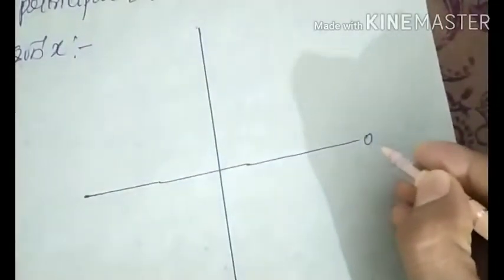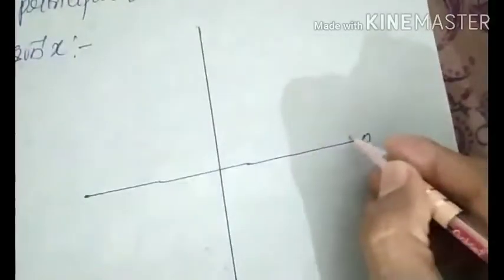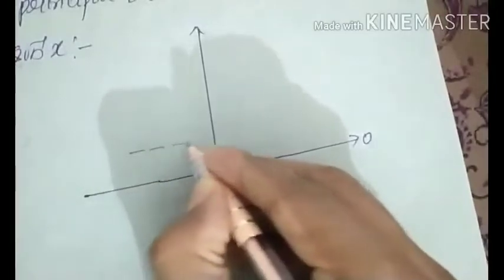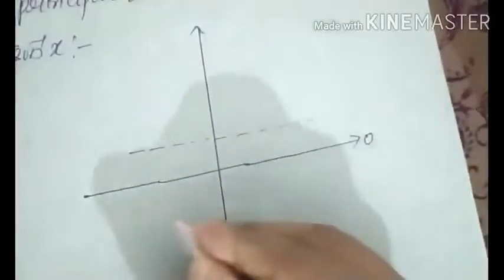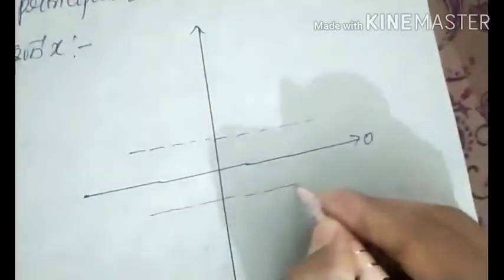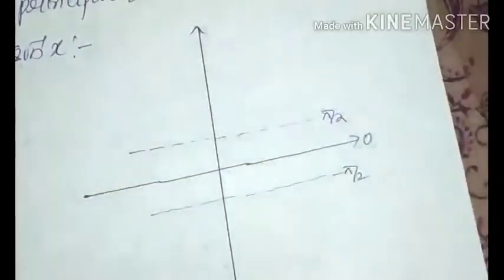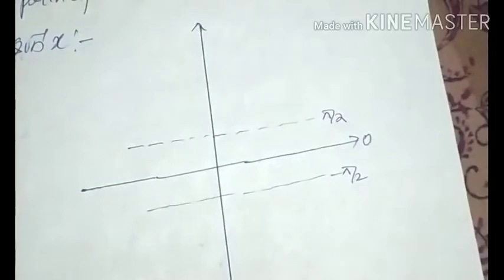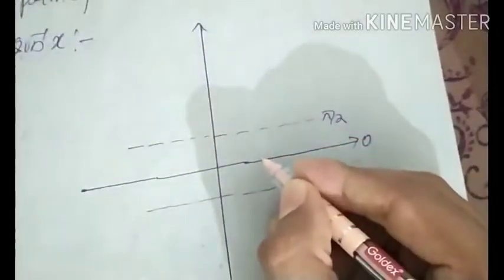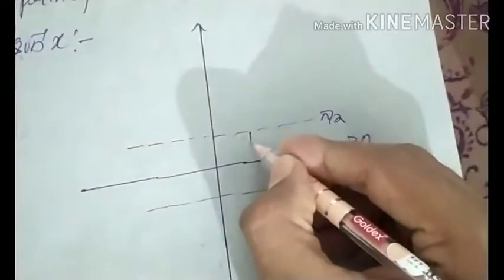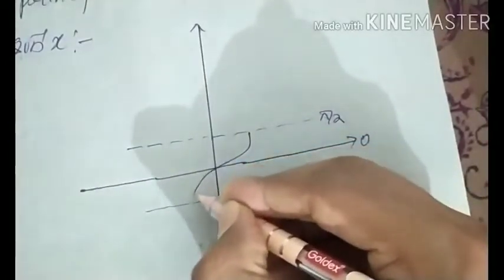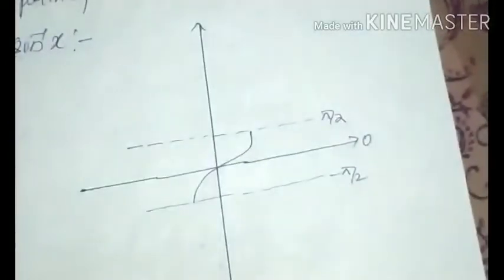This is 0, this is the x-axis, and this is the y-axis. This is the line of pi by 2, and this is the line of minus pi by 2. The graph of sine inverse x in between minus pi by 2 to pi by 2 looks like this.